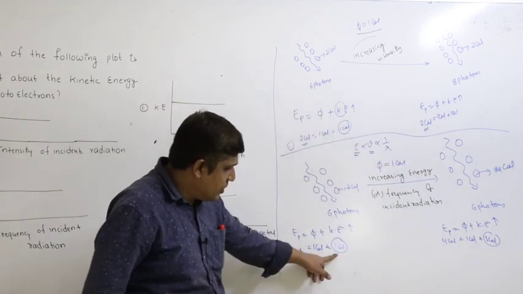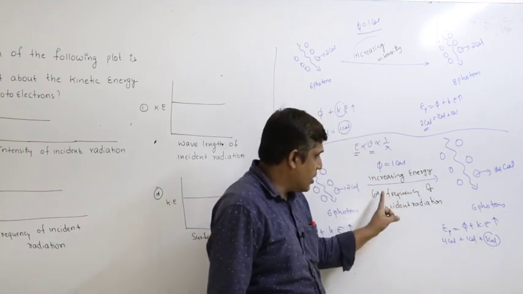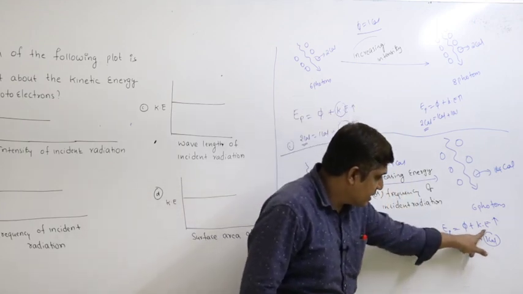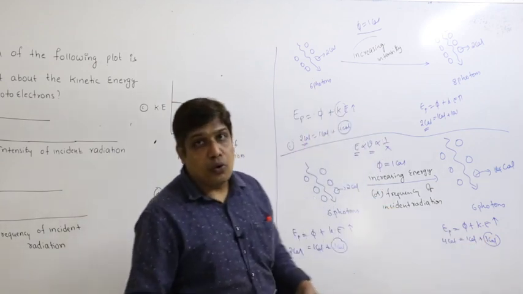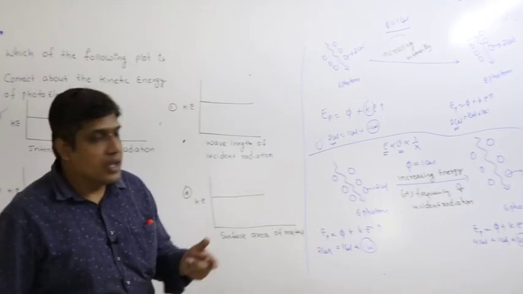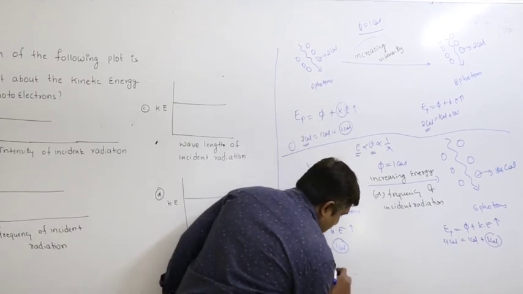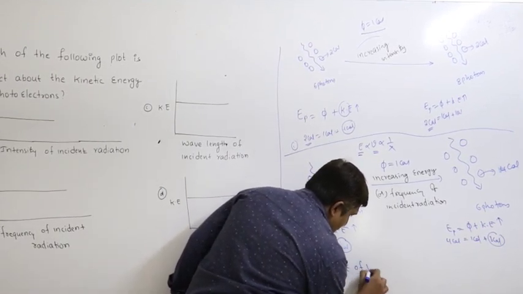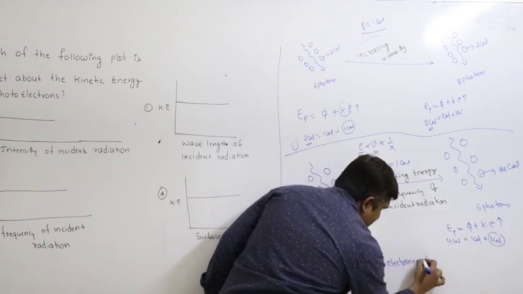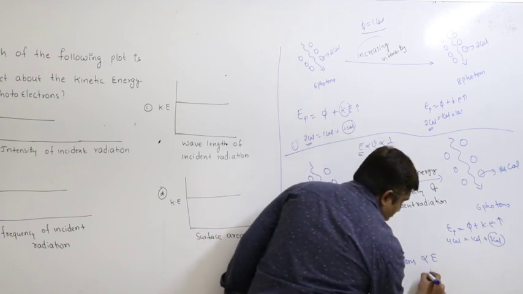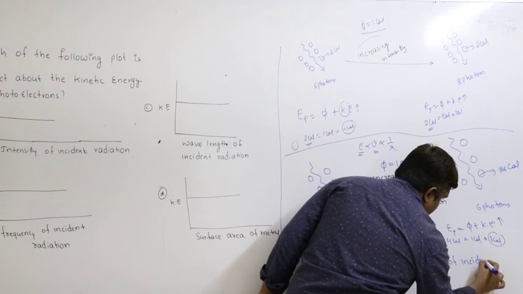How much energy is available? 1 here. How much energy is available? 3. So when I increase the energy or frequency of incident radiation, kinetic energy increases, because the energy available is more. The extra energy is utilized to increase the kinetic energy. That means the kinetic energy of photoelectrons is directly proportional to the energy or frequency of incident radiation.